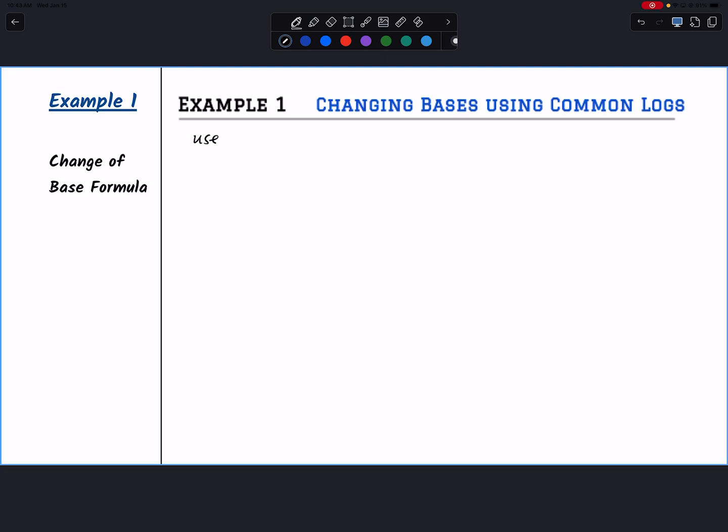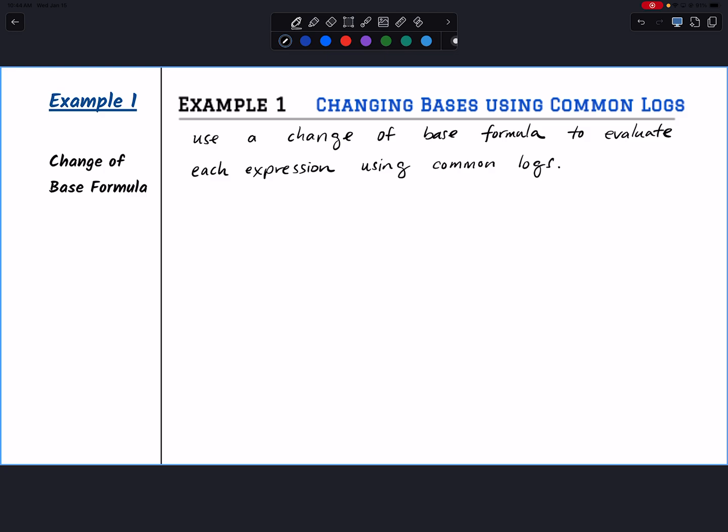So use a change of base formula to evaluate each expression using common logs. Round to the nearest three places.